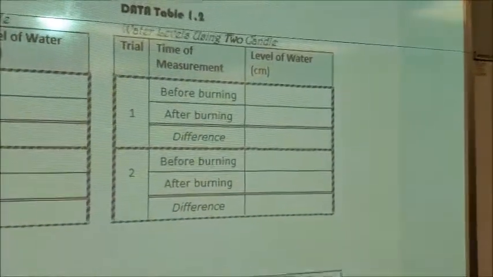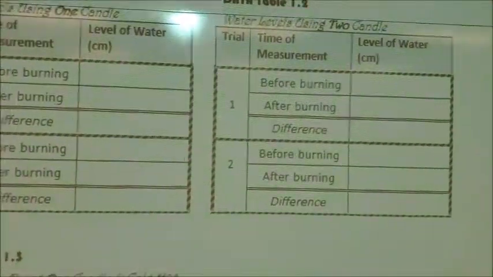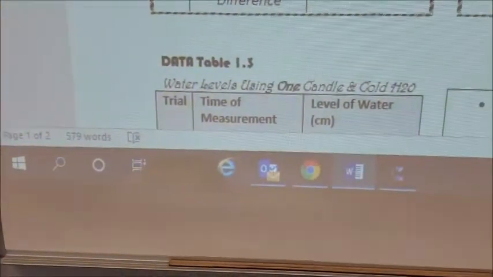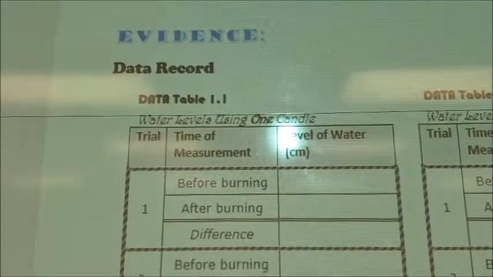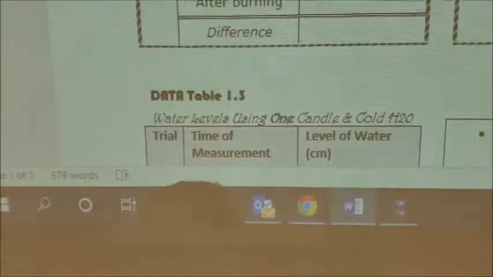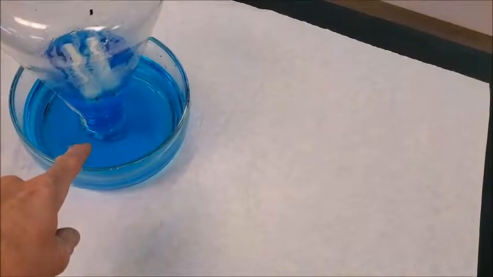Okay, what we're going to go ahead and do now is, that was one variable that we tried, what about 2 candles? What does that do? Let's go ahead and try something different. Let's go ahead and redo this, except go back to 1 candle. We'll call it our control group, I guess, and try really cold water in there from that cooler right there.